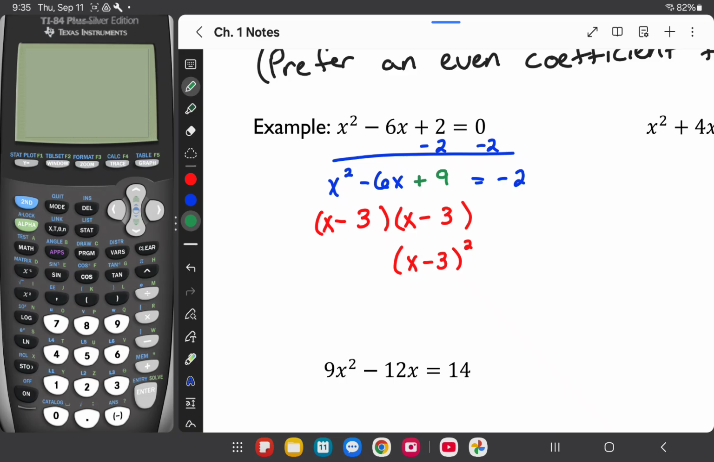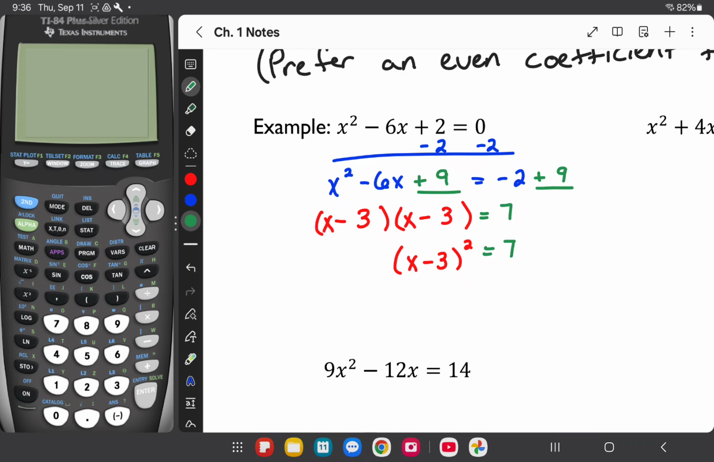So what I'm going to do in order to factor it the way that I did is I'm going to add 9 on the left side of my equation. Now this is an equation, so if I add 9 on the left side, I also need to be careful and make sure I'm also adding 9 on the right side. And then when I simplify that right side of the equation, negative 2 plus 9 is equal to 7.